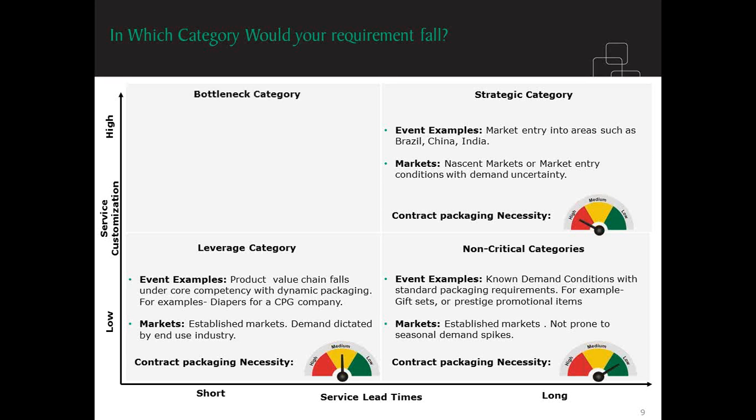This category is where high volume year-end holiday seasons like Christmas or major festivals and sport events like Olympics would fall under. An interesting difference between the two categories we just discussed would be where on one hand, strategic category has demand uncertainty, a bottleneck category would have demand variability. Abhiraj, could you tell us about the contract packaging requirements for this category?